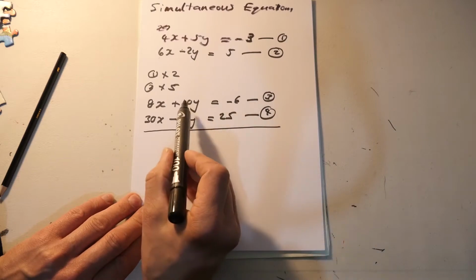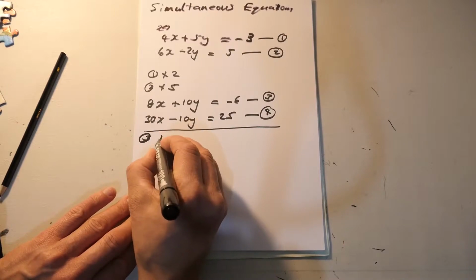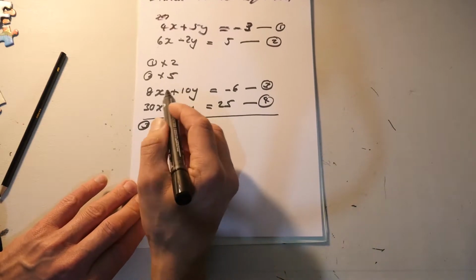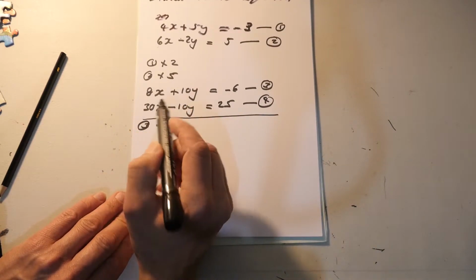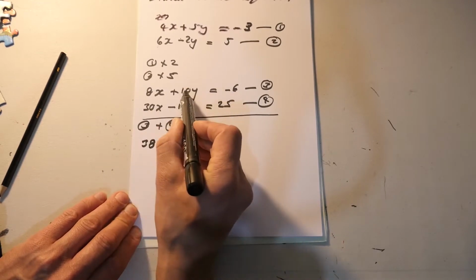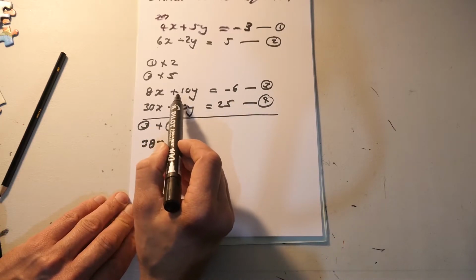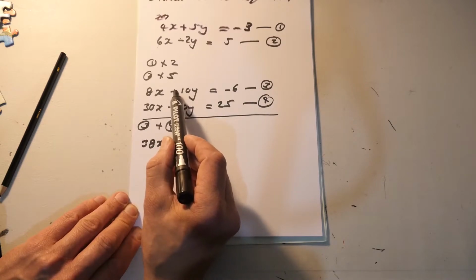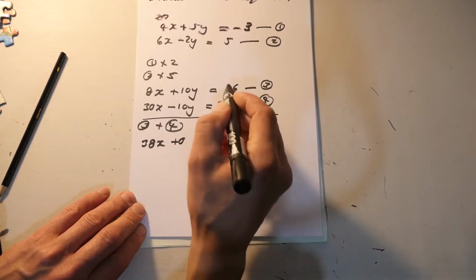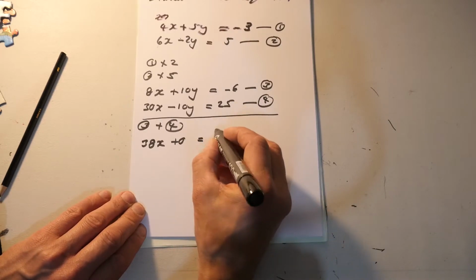If you add them together, you get 10y minus 10y is 0. So you add 3 plus 4, basically adding the equations together, so you get 8x plus 30x is 38x. 10 minus 10 is 0, because it's 10 plus minus. Remember, plus times minus is minus, so it's basically 10 minus 10 is 0. Equals minus 6 plus 25 is 19, okay?